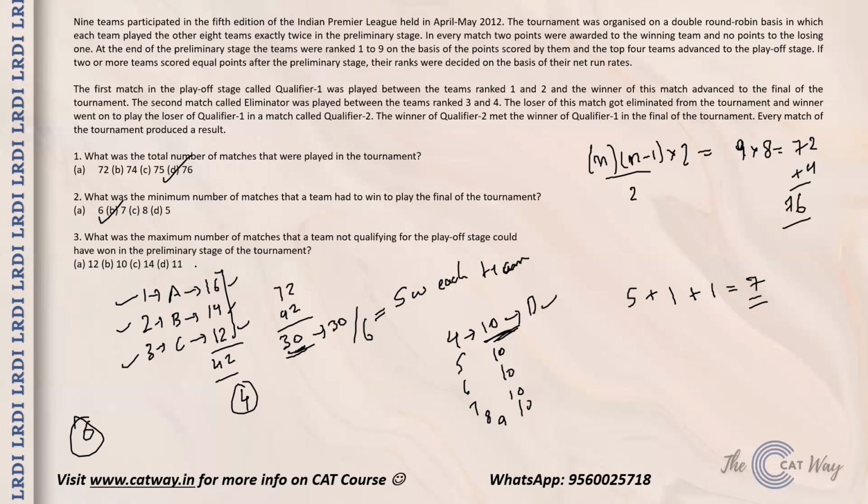Now moving on to the third question that we have. What is the maximum number of matches that a team not qualifying for the playoff could have won in the preliminary stage of the tournament? So boss, we are talking about the maximum number of matches that a team not qualifying for playoff could have won.